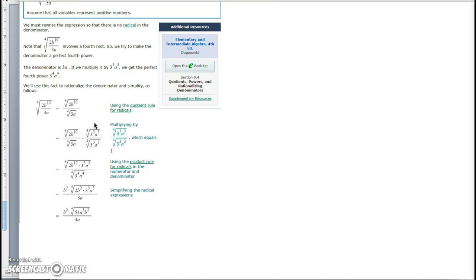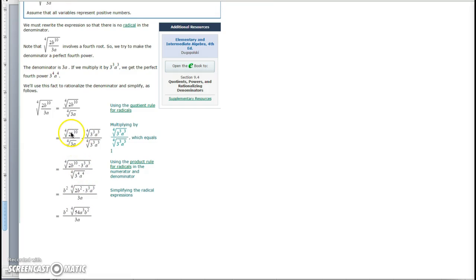So what's going on here is that you have a 3 to the 1 and an a to the 1. By multiplying by 3 to the 3 and a to the 3, each of those will now be a power of 4. See right here, it's 3 to the 4 and a to the 4. And then you can take the fourth root. A fourth power and a fourth root cancel each other out, and that's where this 3a shows up.